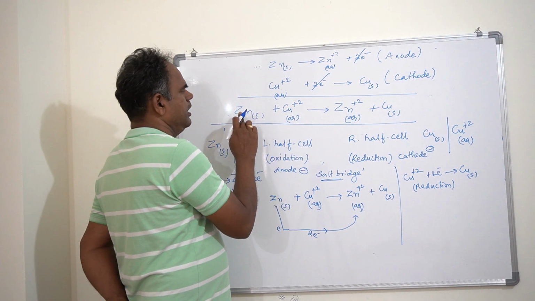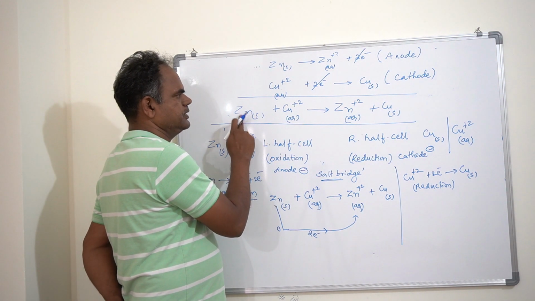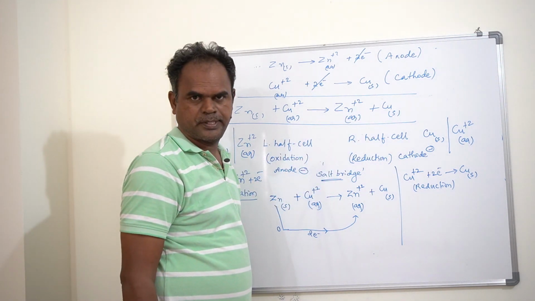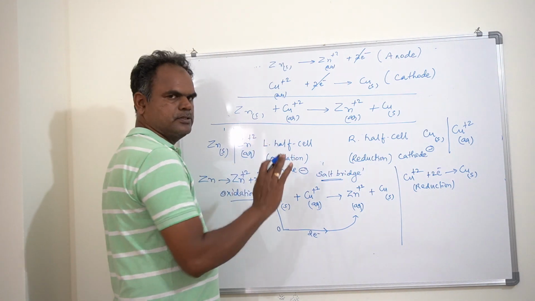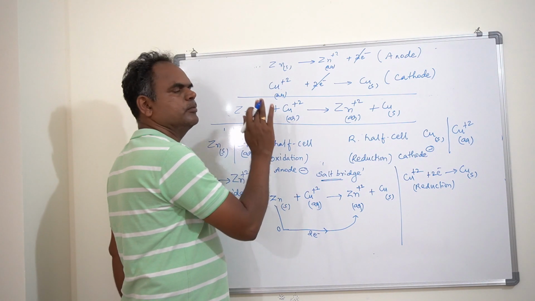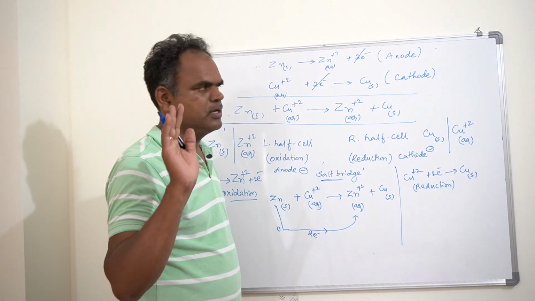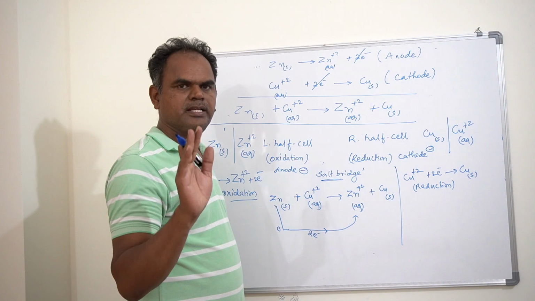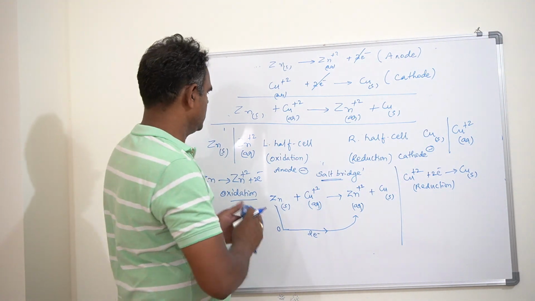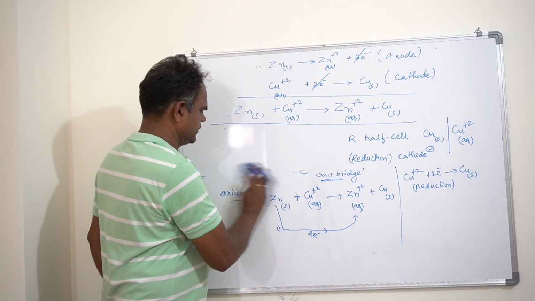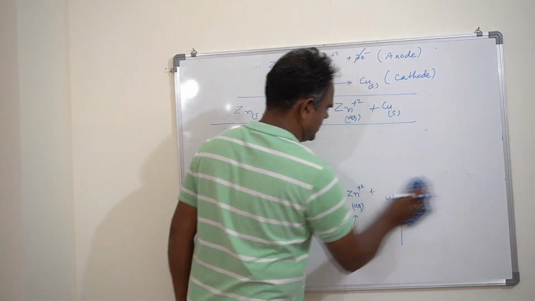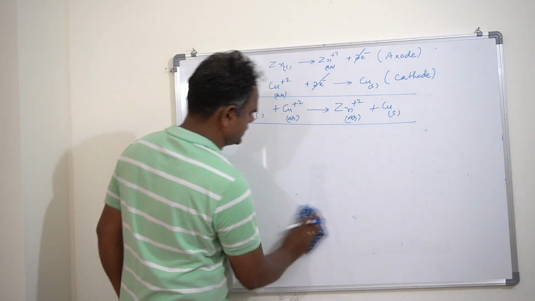So, complete redox reaction: zinc changes into Zn plus 2, cupric ion changes into copper. This reaction is spontaneous, and how much cell potential does it produce? It is a standard cell potential of around 1.10 volts EMF. Now this redox reaction can be represented in the form of an electrochemical cell, in the form of a galvanic cell.